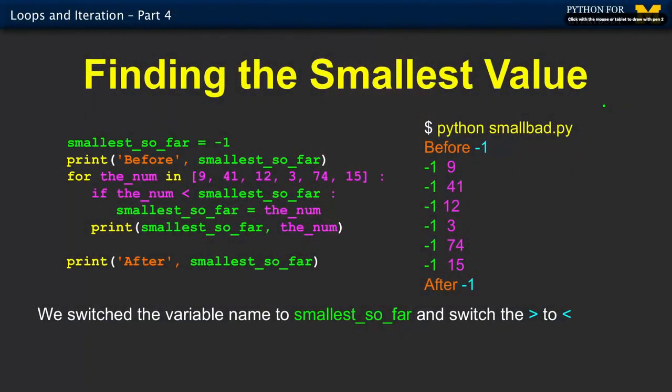We were using this -1. There's a word for it. It's kind of like a flag value. It's not really the smallest number we've seen. It's like an indicator that we haven't seen any numbers.